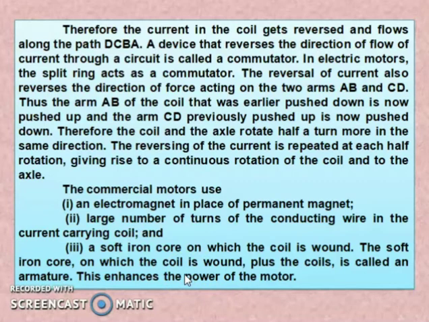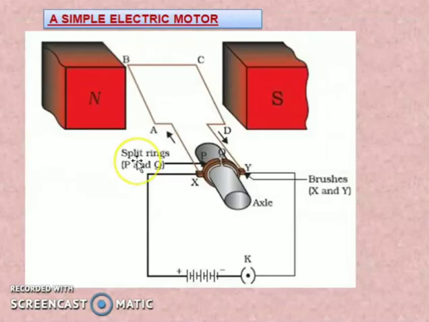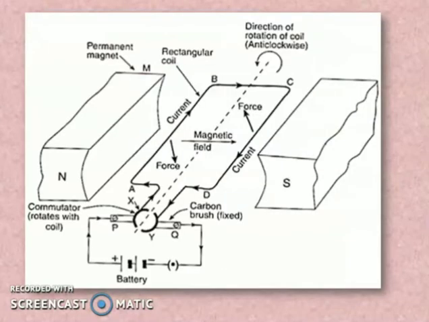Describe the electric motor with a diagram. So this is the diagram of an electric motor, with its parts. Here you can see two permanent magnets. Now this is a rectangular coil, that is ABCD.